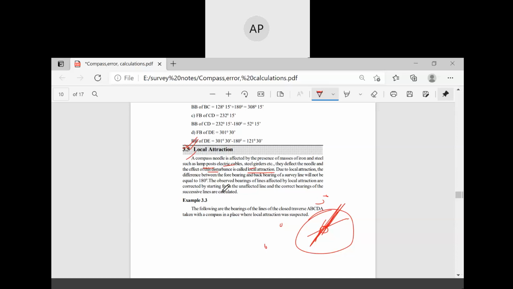Due to local attraction, the difference between the forward bearing and back bearing of a survey line will not be equal to 180 degree. The observed bearings of lines affected by local attraction are corrected by starting from the unaffected line, and the correct bearings of the successive lines are calculated.